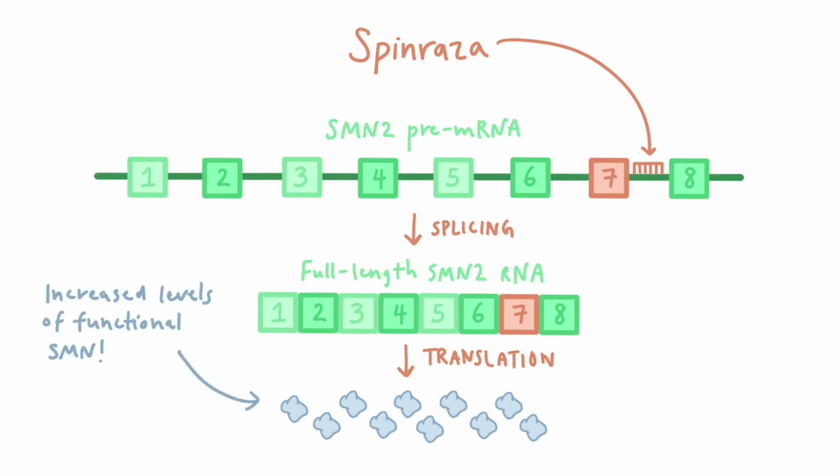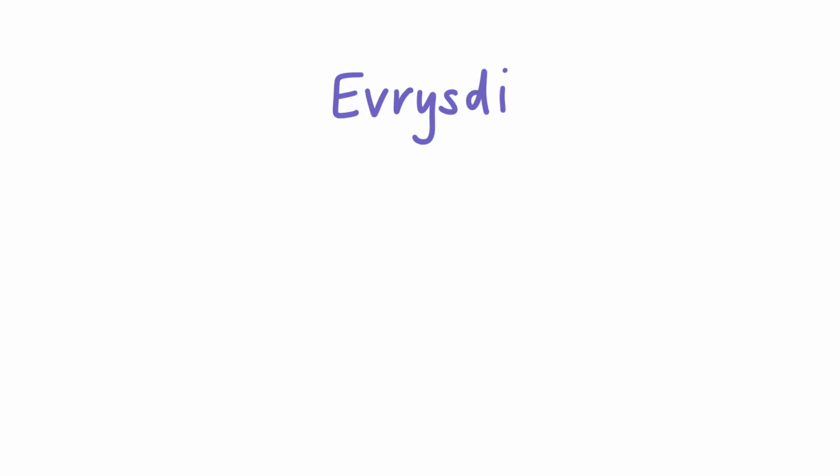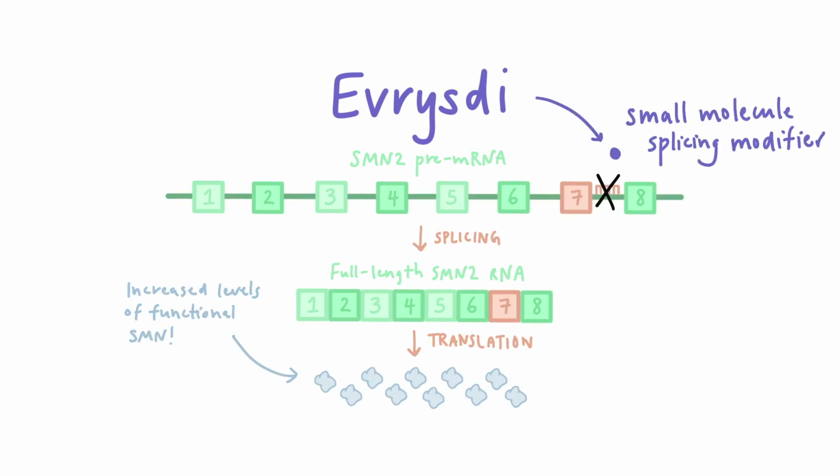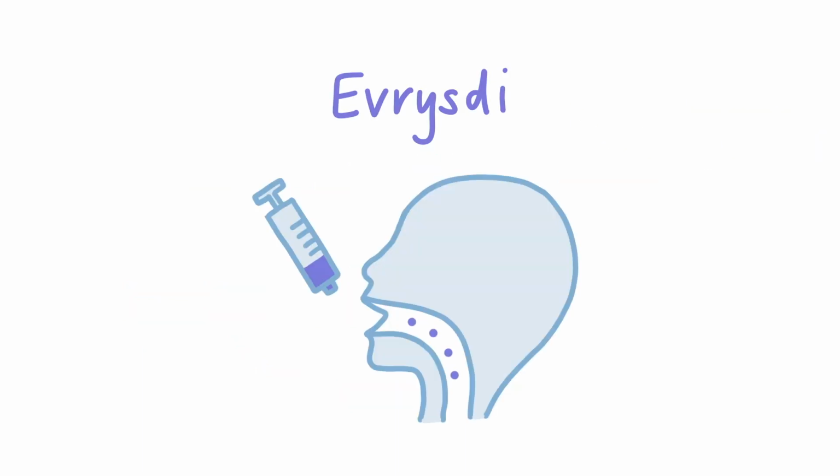Evrysdi is the most recently approved therapy. It works similarly to Spinraza by correcting the splicing of SMN2 mRNA. The difference is that Evrysdi is not an antisense oligonucleotide. Instead, it is a small molecule splicing modifier. This is why Evrysdi can be dosed orally, a key advantage over the other two therapies.